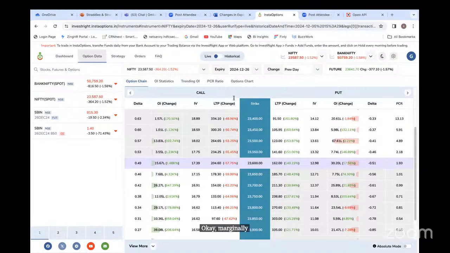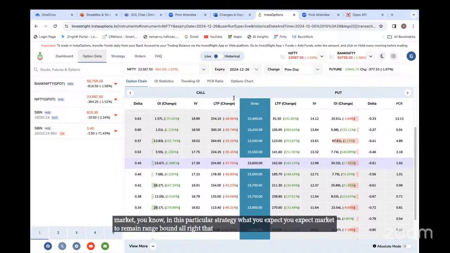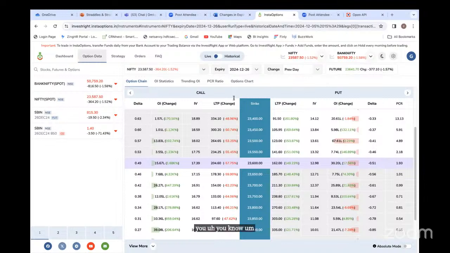So that's why the short straddle is the most commonly used strategy, because in this particular strategy you expect the market to remain range bound. That is the scenario the majority of the time in the market. And you can have the edge of that third condition as a seller.